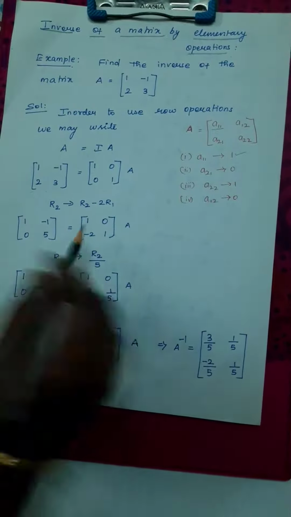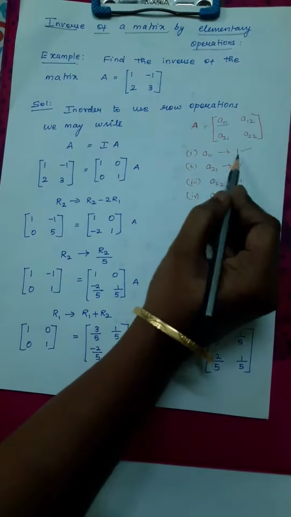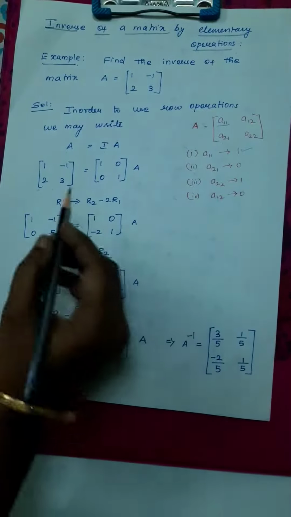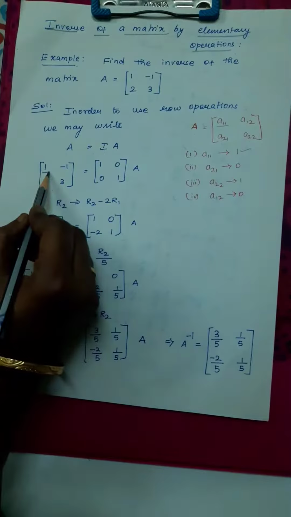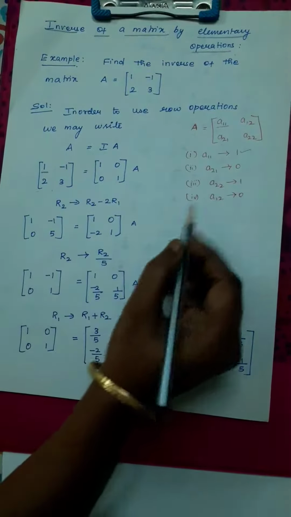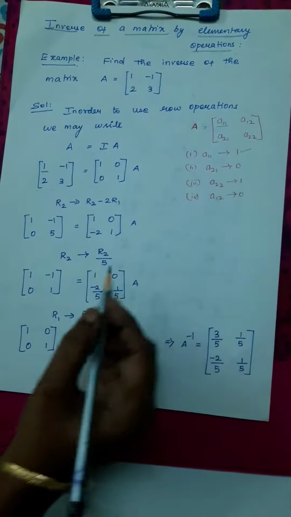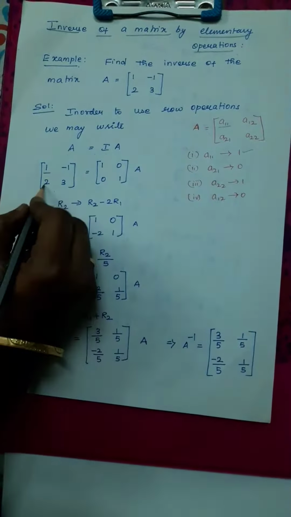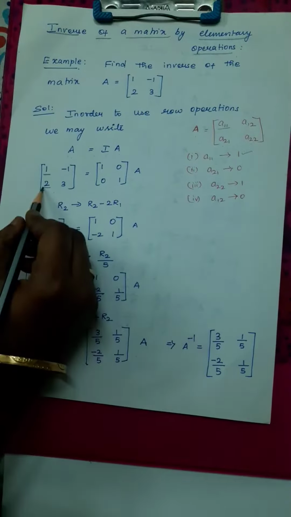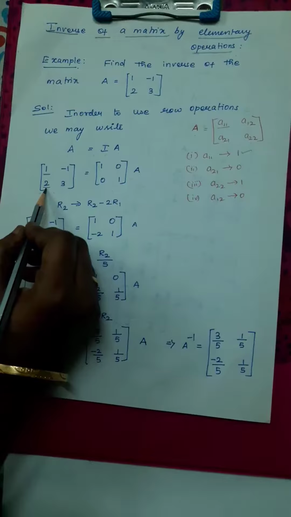What is the first step? First step is we need to convert the A11 position as 1. Now check what is there in the A11 position. Already it is 1, so we are not going to do any operation. Let it be like this. Then what is the second step? A21 as 0. So what is there in the A21 position? The number 2. So we need to make this 0. So we need to subtract 2 from this number.